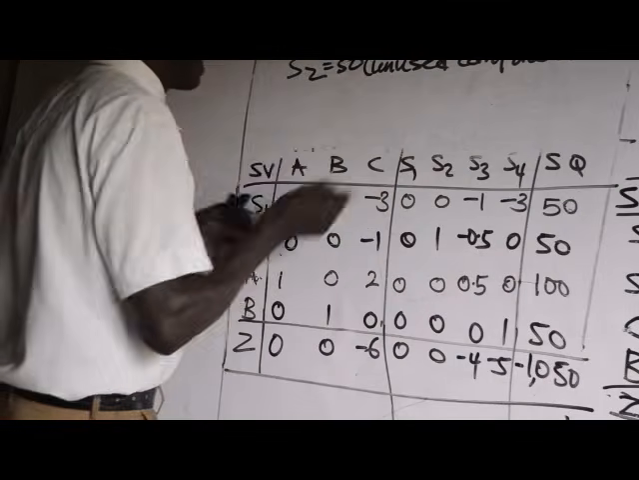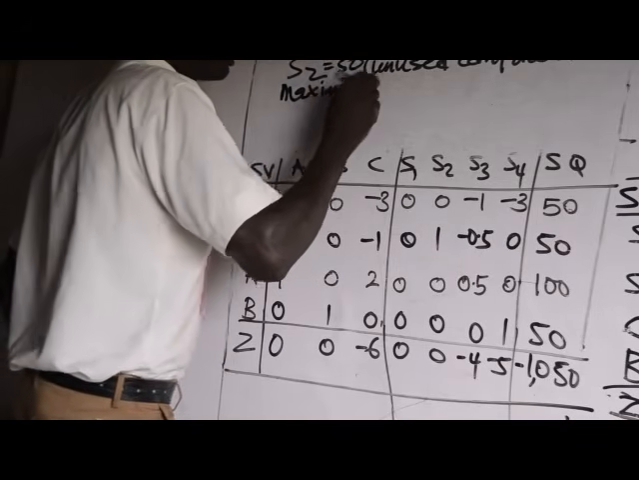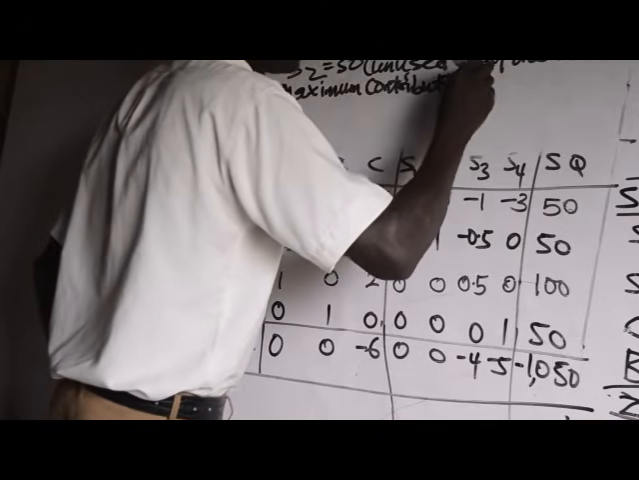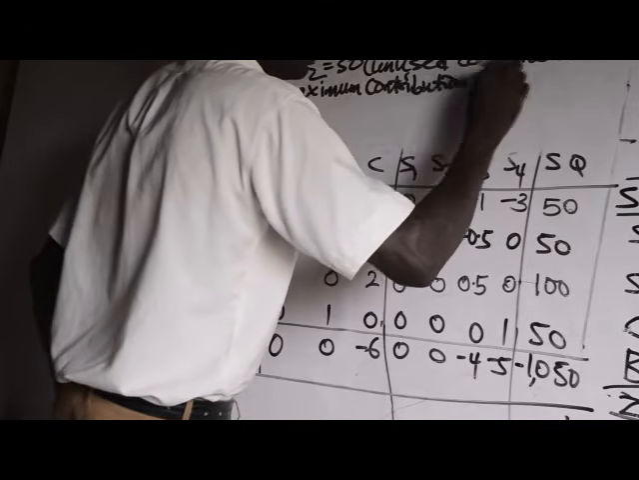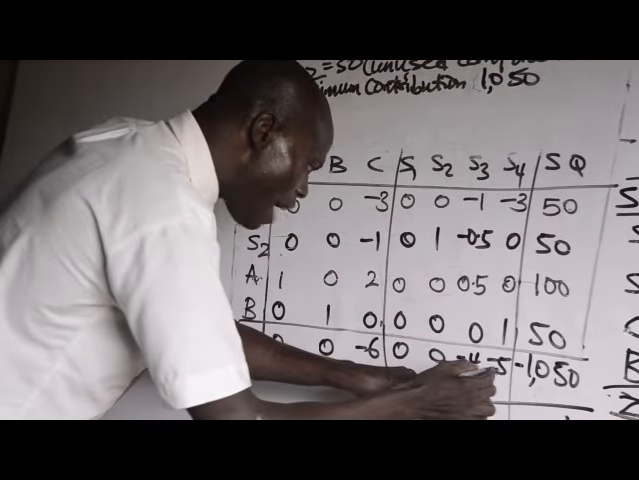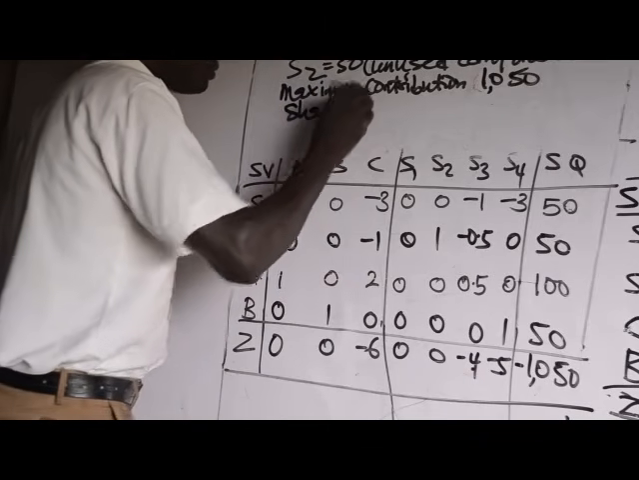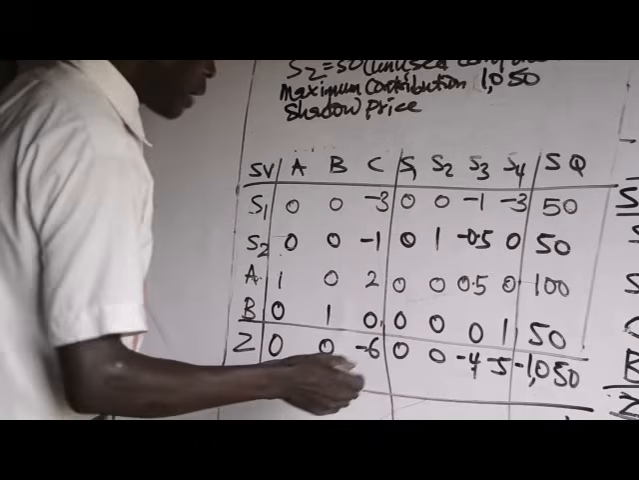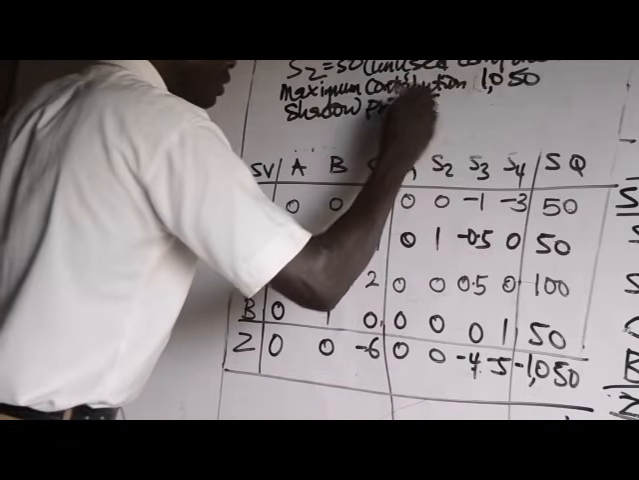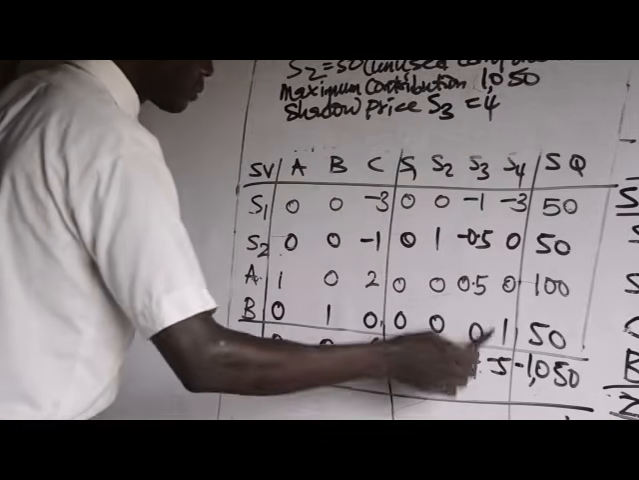1050 represents the maximum contribution achievable. Maximum contribution is 1050. Why do these 4 and 5 represent the shadow price? The shadow price of S3 is 4. That of X4 is 5.